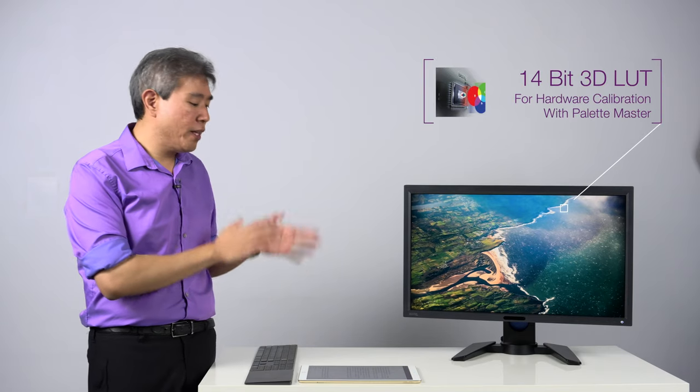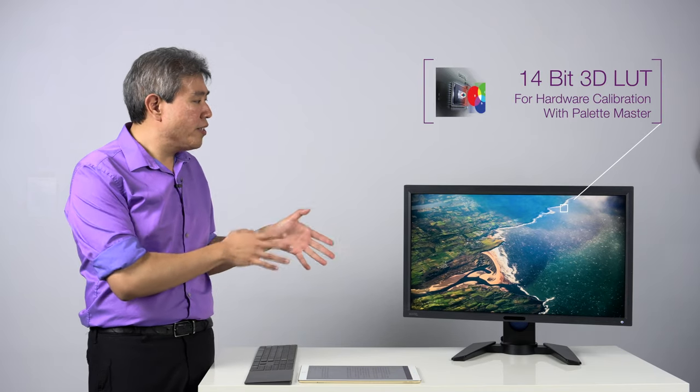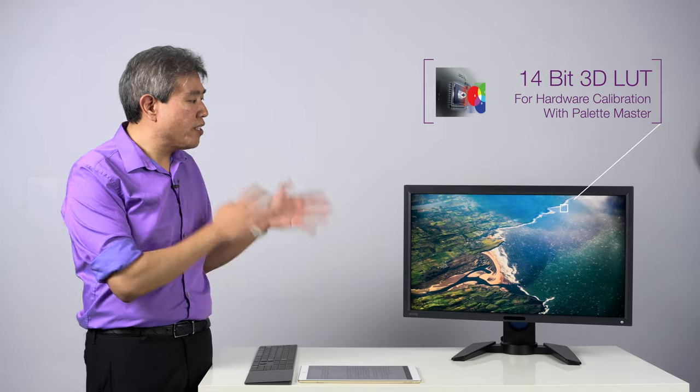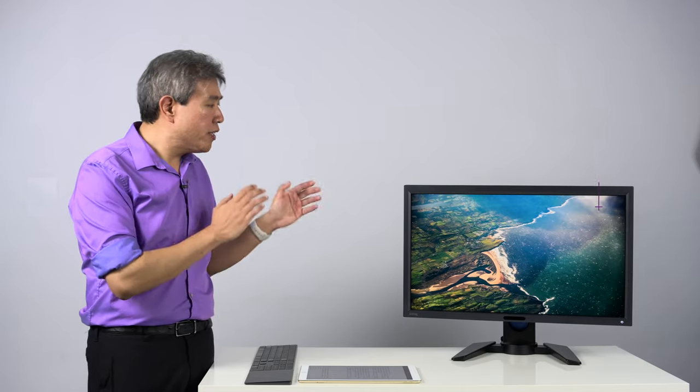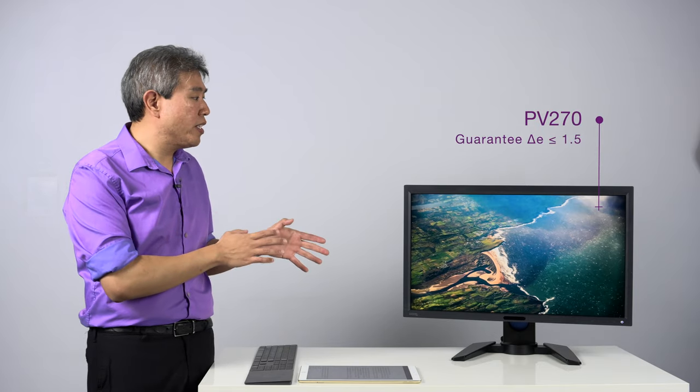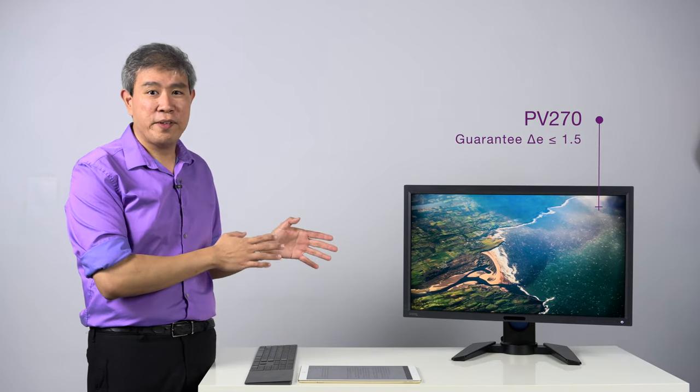The built-in LUT for this display is a 14-bit 3D lookup table, and this lookup table is also available for third-party access. That means you can use third-party software beyond just the BenQ software to calibrate the hardware portion of this display. The delta E value BenQ guarantees for this display is 1.5.